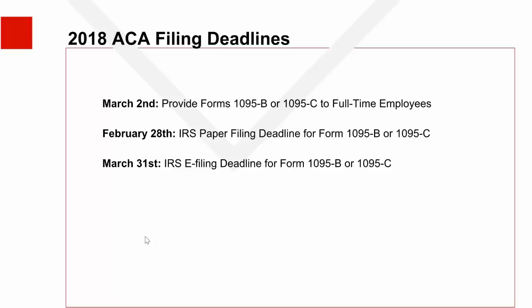And then March 31st, better known as April 2nd, will be the IRS e-filing deadline. So it's typically March 31st that is the e-filing deadline, but it falls on a weekend this year, so the IRS has graciously pushed that over to the next business day, which is April 2nd.